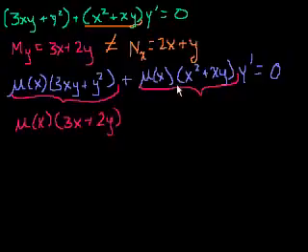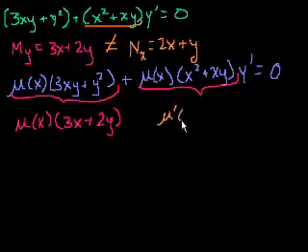And then what's the partial of this with respect to x? Well, here we'll use the product rule. We'll take the derivative of the first expression with respect to x. Mu of x is no longer a constant since we're taking the partial with respect to x. So the derivative of mu of x with respect to x is just mu prime of x, or mu prime, not u.